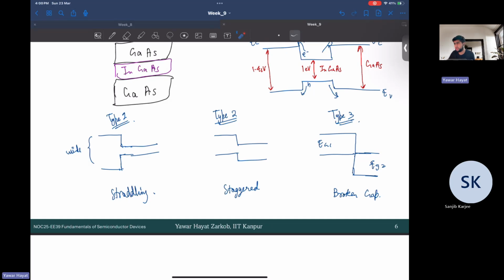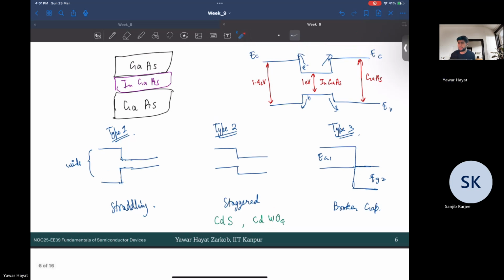Examples of this would include these two examples. This is tungsten here. And in broken gap, the conduction and valence band of one material are positioned between the conduction band and valence band of the other.